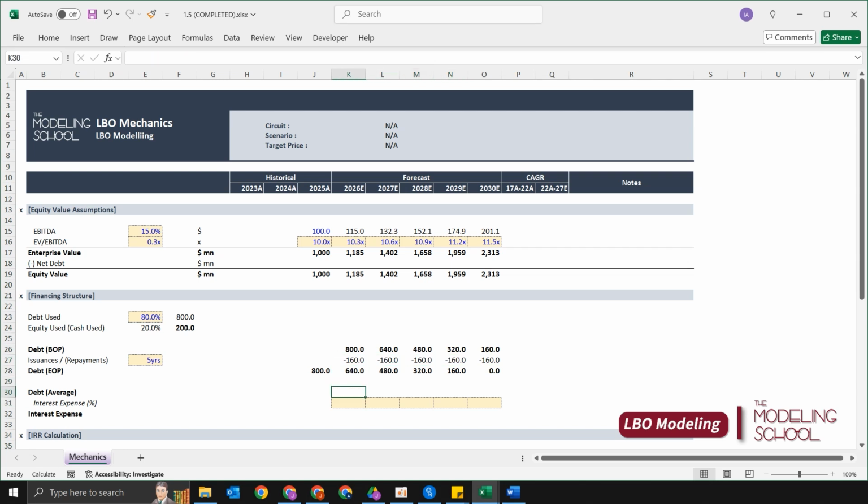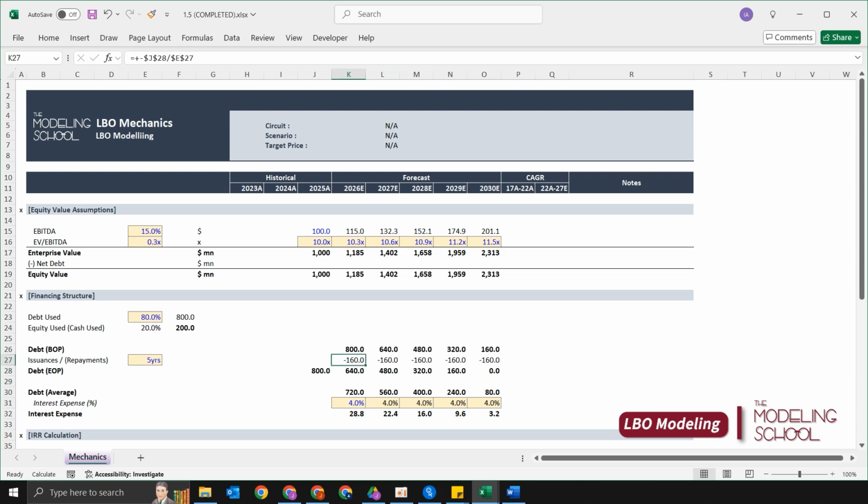For the interest expense, similar to what we did, we want to take the average of the beginning balance and the ending balance. Let's assume an interest rate of 4%. Now it's very simple: average debt times 4% leads to interest expenses. You can see that as the company repays debt, interest expenses decline dramatically over time, which is fairly natural.